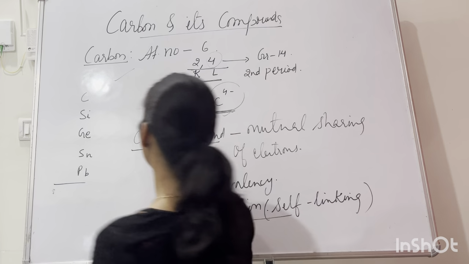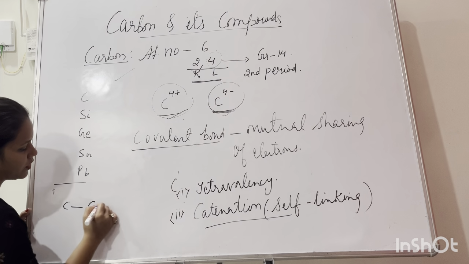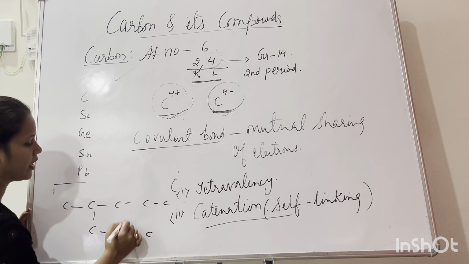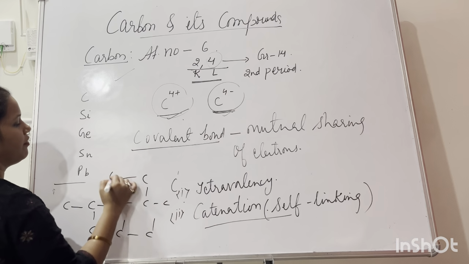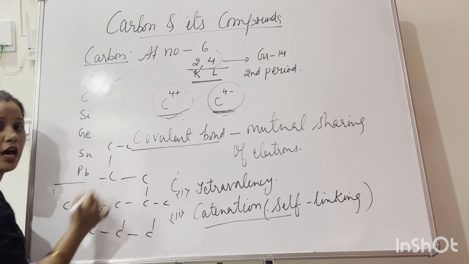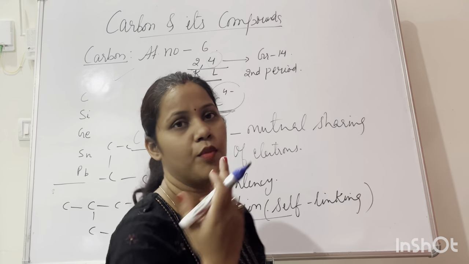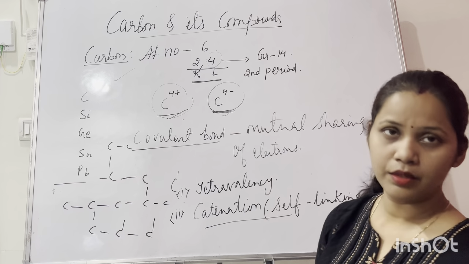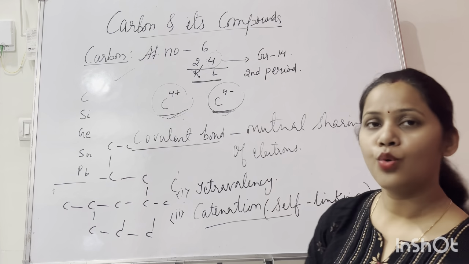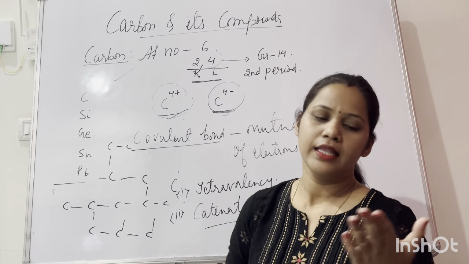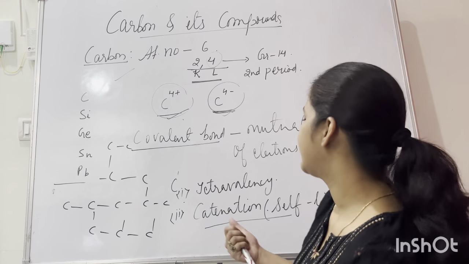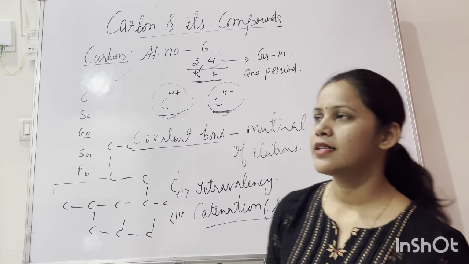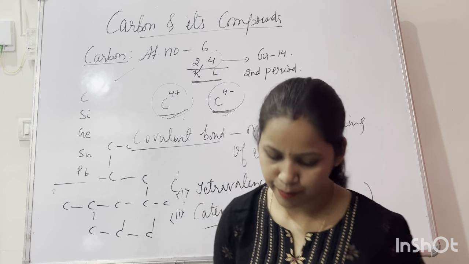Carbon has a tendency to connect to itself like this: C, C, C, C, in a linear chain, or it can form any number of chains. It can form chains of carbon. Apart from carbon, some other elements like silicon can also self-link, forming other molecules. So this is catenation. What makes carbon a very special element? The first one is the tetravalency of carbon, and the second is the catenation property, which makes carbon a very special element. Now let us understand a few examples of covalent compounds.